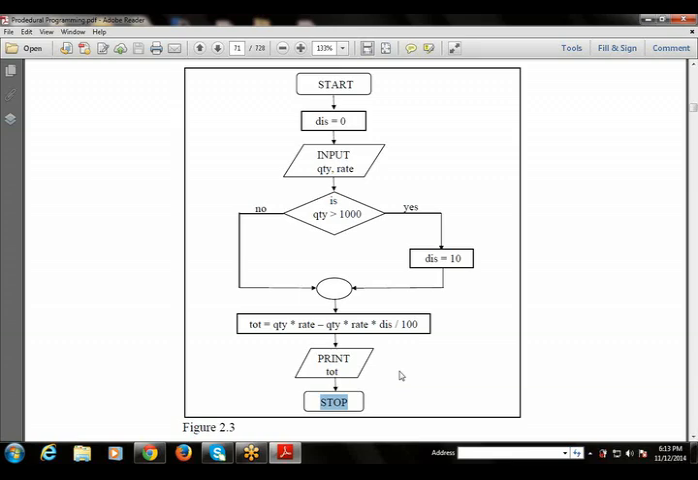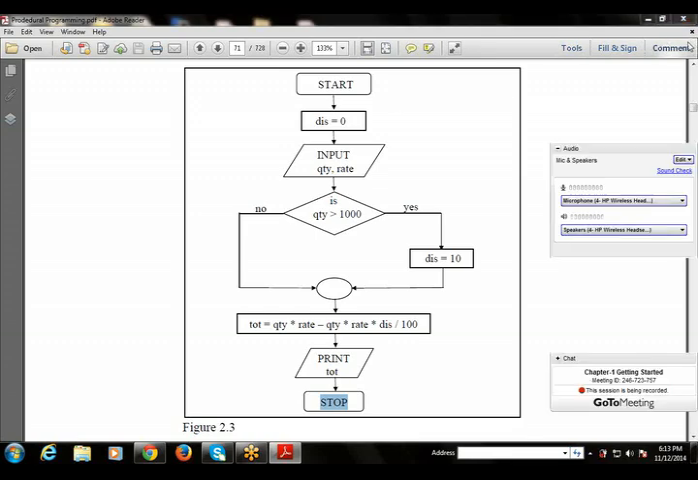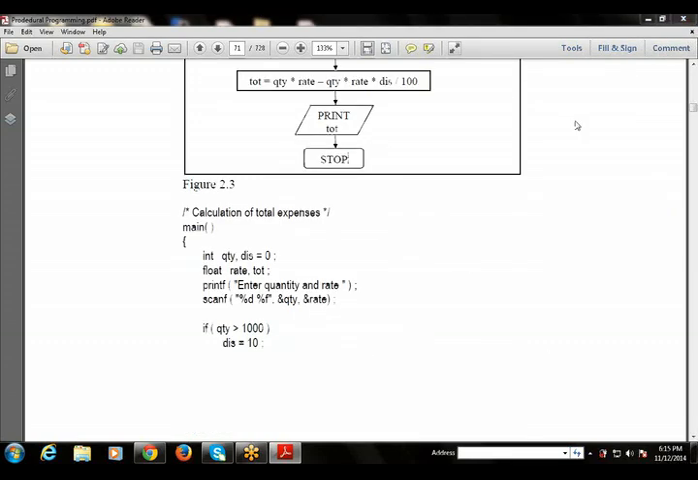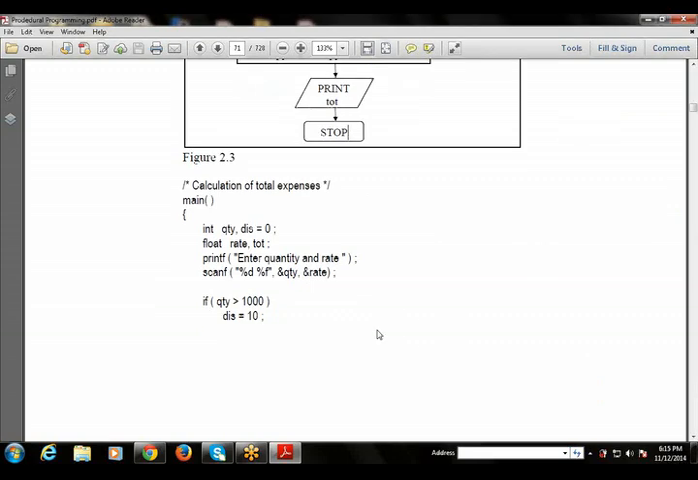And then after providing the discount, use the formula, that is, quantity into rate minus quantity into rate into discount divided by 100. Then print the value, that is, print TOT, that is your total value. So this is the example, this is a program that shows how the discount will be calculated, that is, calculation of the total expenses using variables.